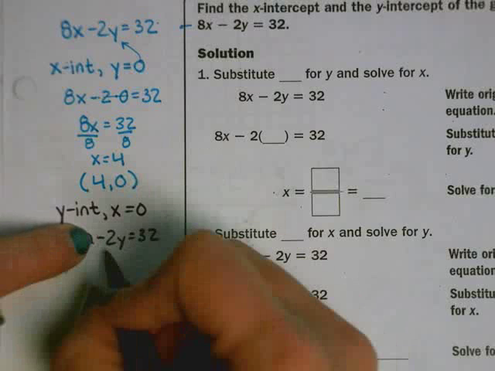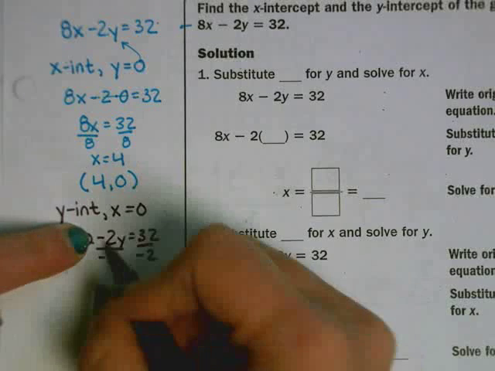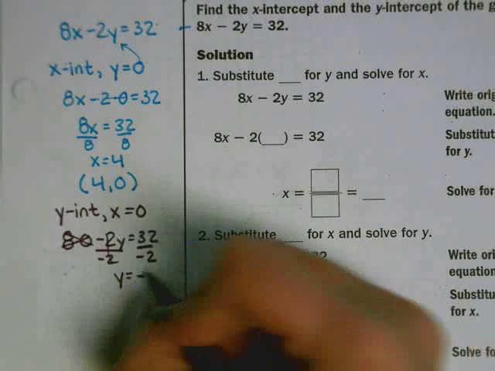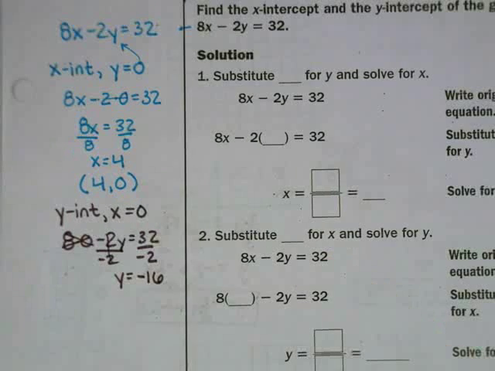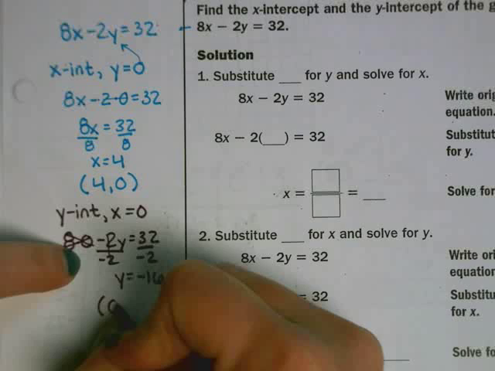How do we get the y by itself? Divide both sides by negative 2. And you get that y equals a positive divided by a negative is a negative, and 32 divided by 2, 16. So what's our actual ordered pair? When x is 0, y is negative 16.